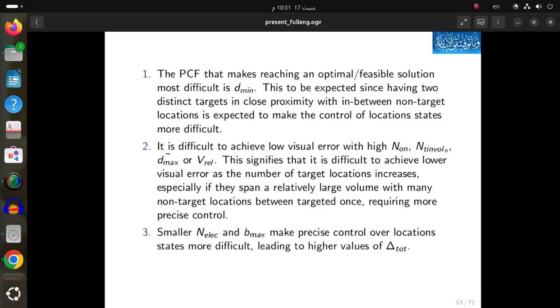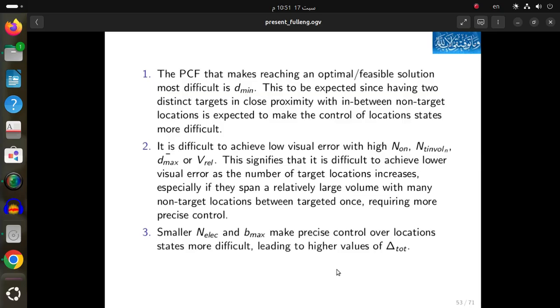We find that it is difficult to achieve low visual error as the number of targets increases, of course, because the conflicting aspects become more evident. Also, as the number of locations within the volume of the targets increases, this means that we have more locations that we don't want to excite while exciting the intended target locations.